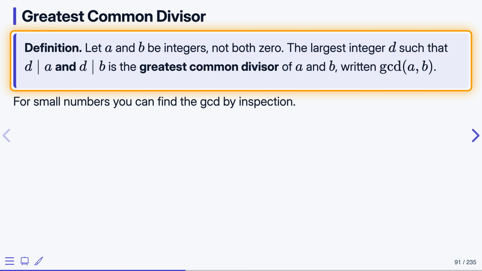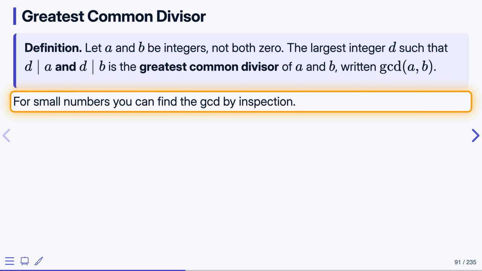Suppose you have two whole numbers. A common divisor is a number that divides both of them evenly. The greatest common divisor is the biggest such number. We write it as GCD of A and B. For small numbers, you can simply look at the factors and pick the biggest shared one. For big numbers, we will need an algorithm, and we build one later in this section.